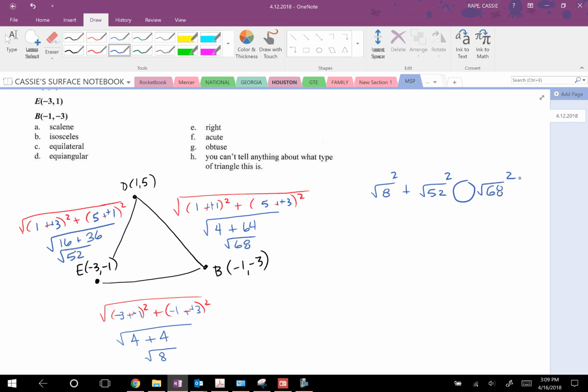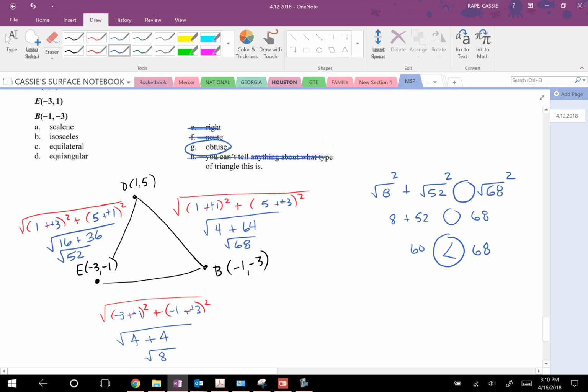So that would be 8 plus 52. Looking again to see how does that compare to 68. 60 compared to 68. You will notice one side all by itself, that 68 or DB, is larger than the other two sides squared and combined, which means that you've got a huge angle, which makes the angles in here obtuse. Okay, so they're not right, they're not acute.